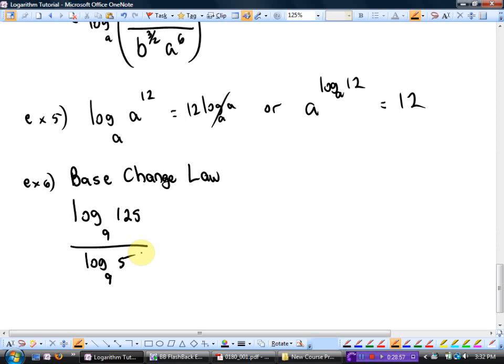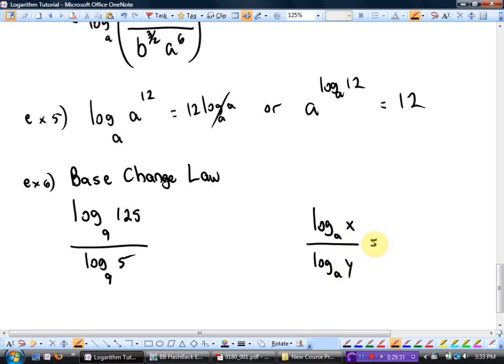Here's what I want you to know. Spot the pattern. What does this fraction have that makes it interesting? What's the base on the top? 9. What's the base on the bottom? This gave us our algebraic base change law. We said, look, if you have a fraction, and I don't care what's there, and I don't care what's there, but what do they have to have in common? Same base.